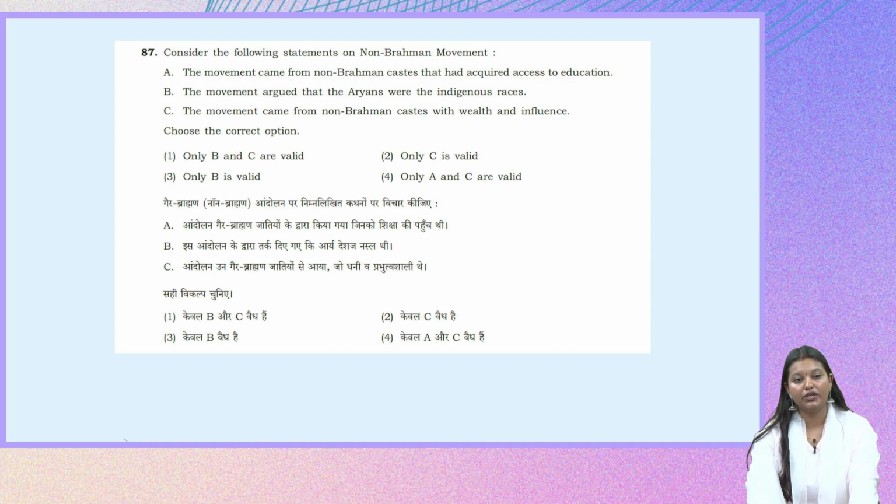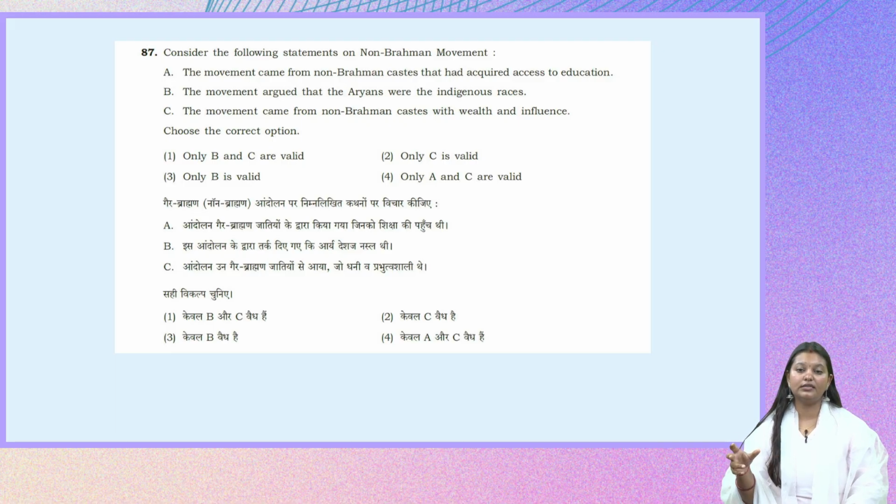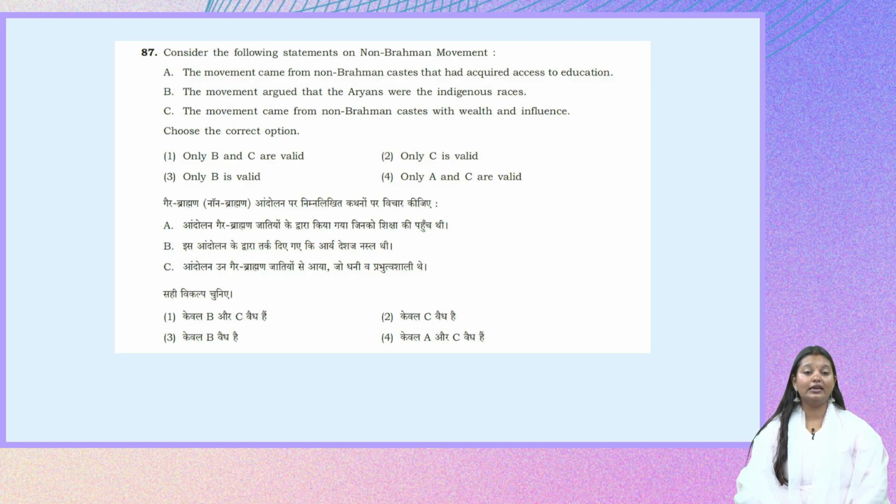Now, the next question is, consider the following statements on the non-Brahmin movement. The statements are: A, the movement came from non-Brahmin castes that had acquired access to education. B, the movement argued that the Aryans were the indigenous races. C, the movement came from non-Brahmin castes with wealth and influence. When you see all of these statements, you can clearly rule out certain statements, and let us now look at the correct options. We need to tell which of these statements are valid.